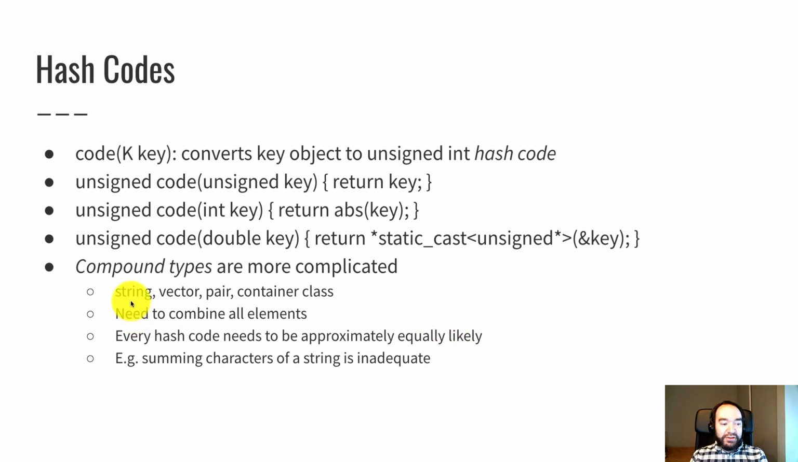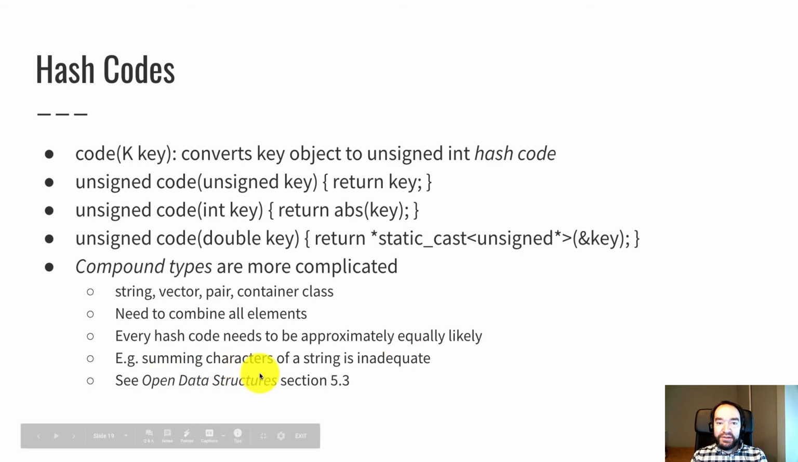For example, with a string, it's tempting to just add up all the ASCII character values in the string, sum them all up, and return that as a code, but it doesn't work very well because of the way summation works and the way the ASCII code works. Certain keys become more likely. So this is a bit of a more complicated topic. I don't want to make this video too long, so I'll just refer you to the Open Data Structures textbook section 5.3. That talks about how you can develop codes for compound data types.